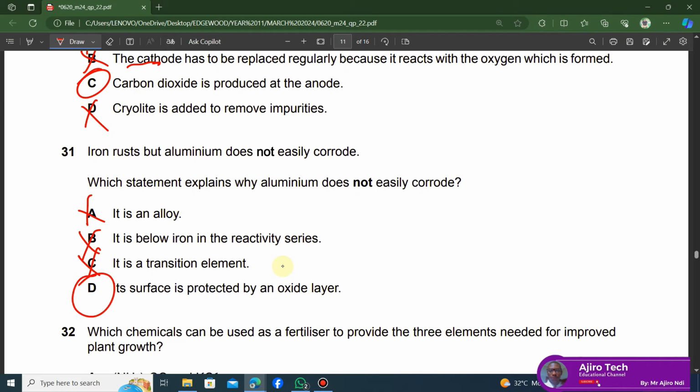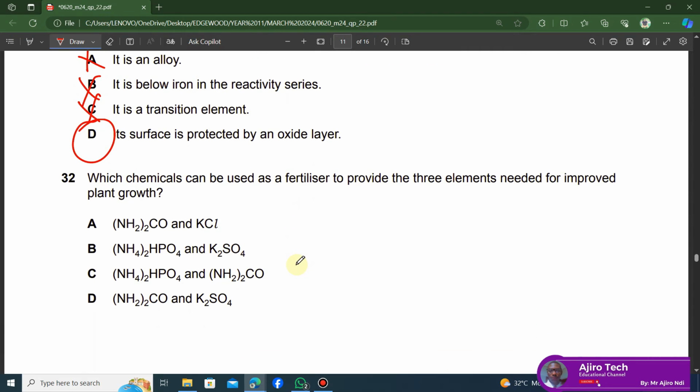So aluminum forms an oxide layer that protects its surface. So that's the correct answer. Question 32. Which chemicals can be used as a fertilizer to provide the 3 elements needed for improved plant growth?